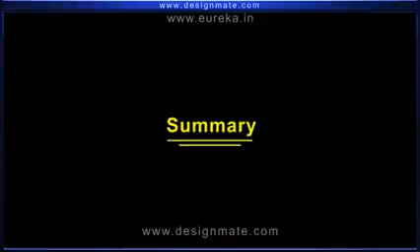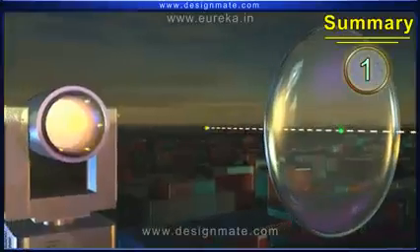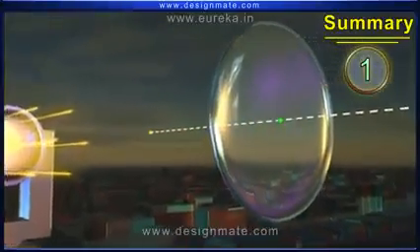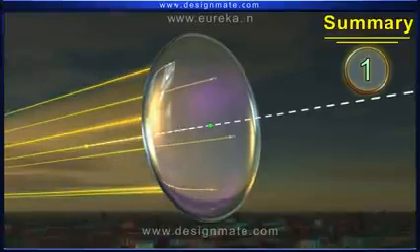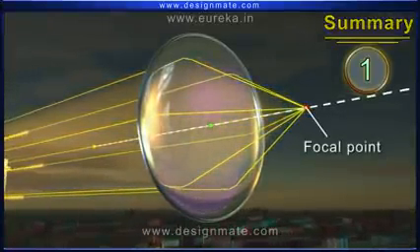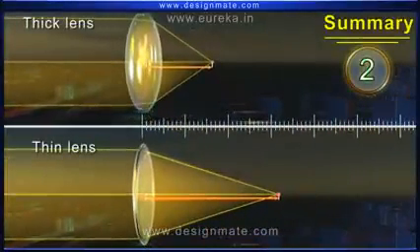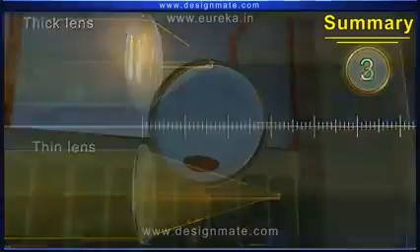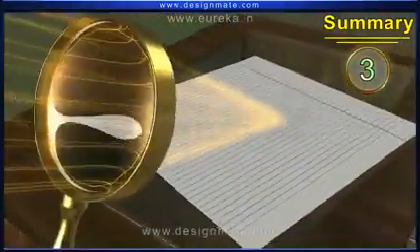To summarize, we have understood that 1. Light rays parallel to the principal axis and incident on one side of the convex lens undergo refraction and converge at a point on the principal axis on the other side. 2. The focal length of thinner lens is greater than that of the thicker lens. 3. A real image produced by a convex lens is formed on the other side of the object.